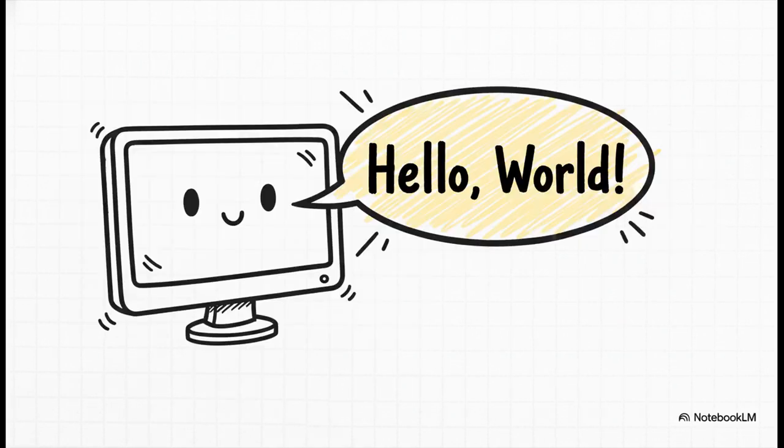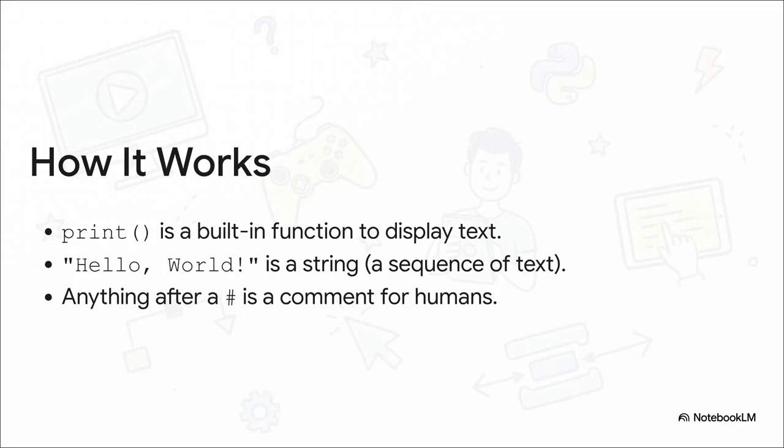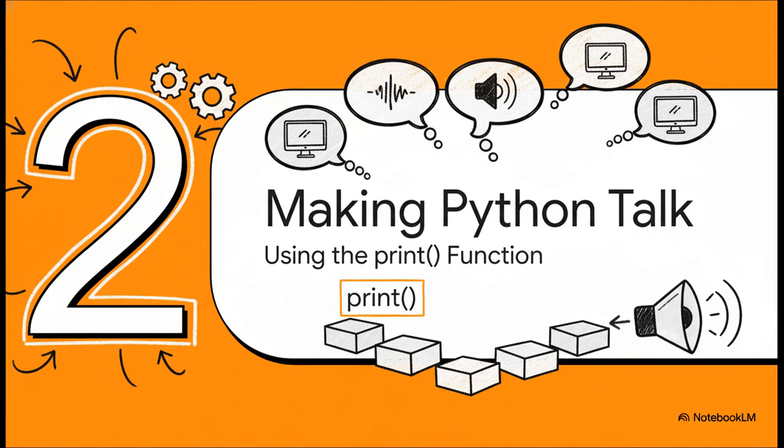And boom, there's the result. When you run that tiny bit of code, this is what the computer says back to you. That's the program's voice, speaking its first words. Pretty cool, huh? So just to quickly break that down again, the print part is the action. It's the command. The text in quotes, which we call a string, is what you want it to say. And again, anything with a hash symbol in front is just a note for you. Simple as that.